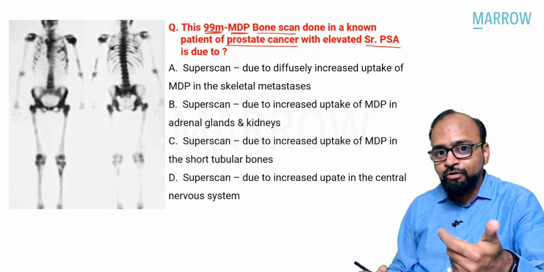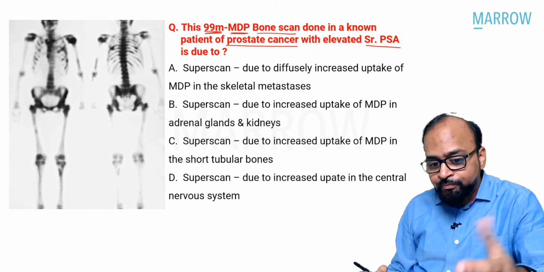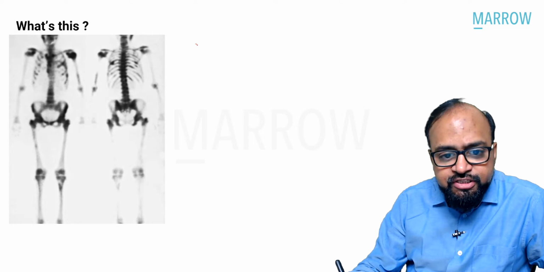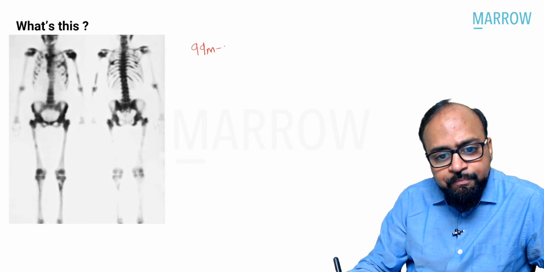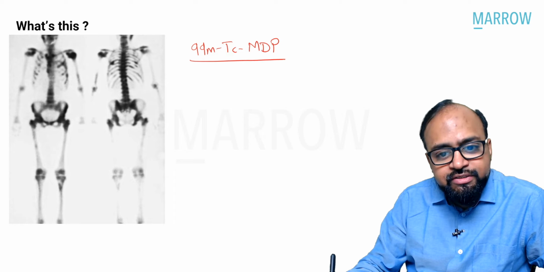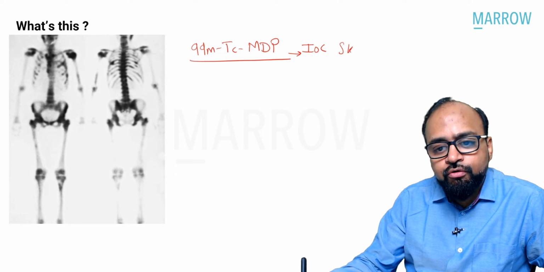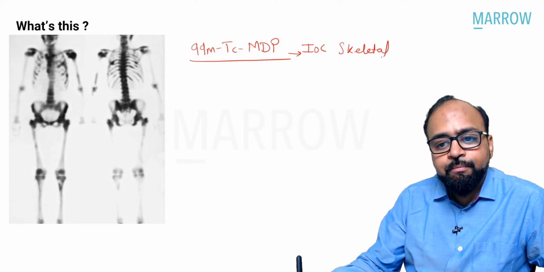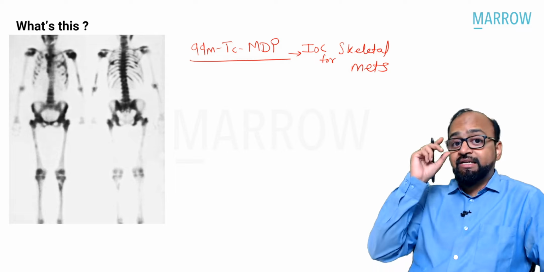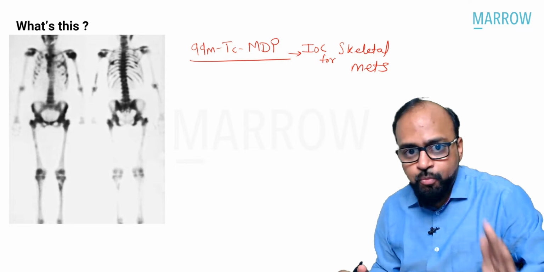What is the tumor marker for prostate cancer? It is serum prostate specific antigen, PSA. It is going to be elevated. So what is this image? This is a radionuclide image. We have injected a 99m technetium methyl diphosphonate. It is the investigation of choice for detection of skeletal metastasis. So the investigation of choice for detection of skeletal metastasis is the technetium 99m MDP bone scan.